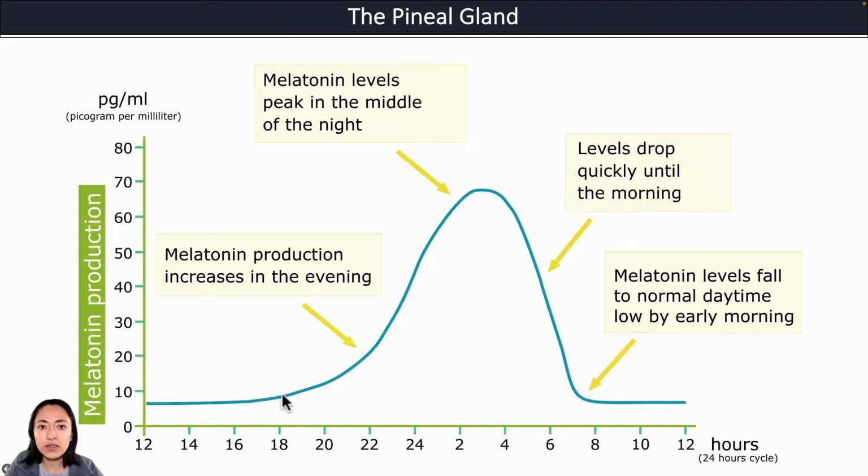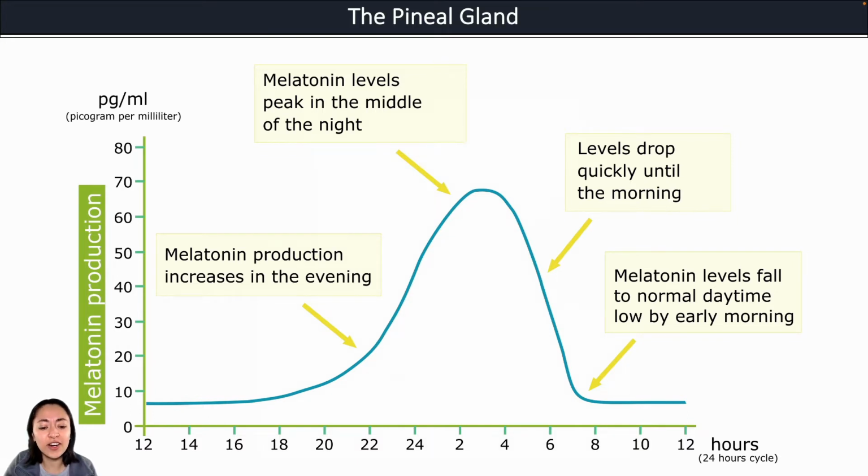So around 6 o'clock is whenever melatonin levels start to increase. And they reach their peak in the middle of the night, so around 2 to 3 a.m. in the morning is when melatonin levels peak in your body. And then melatonin levels will fall to their normal daytime low by the early morning. So what you can see from this is that melatonin secretion by the pineal gland is going to be greatest at nighttime and is going to be very low during the daytime.